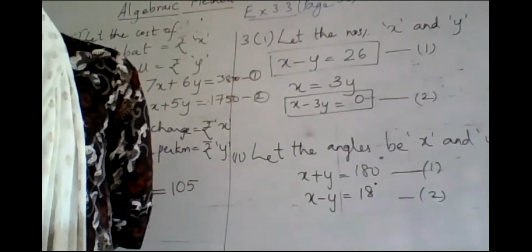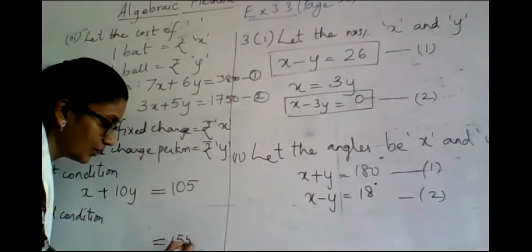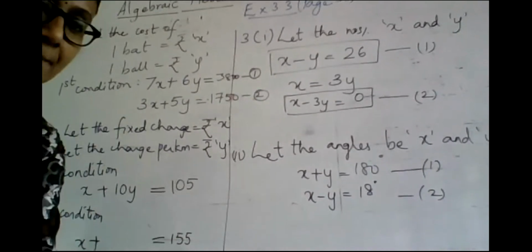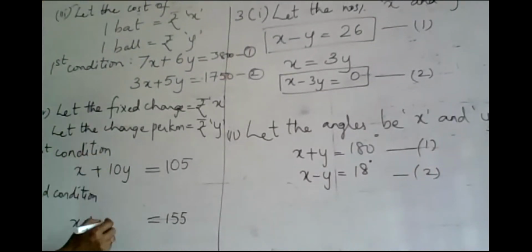and for a journey of 15 kilometers, the charge paid is 155. My second condition is I have paid totally 155. Okay, and my fixed charge is the same. Whoever gets in, that fixed charge is the same. Now the second journey has made me travel for 15 kilometers. So Y rupees for 1 kilometer, so for 15 kilometers, it is 15 into Y. So this is my second equation.